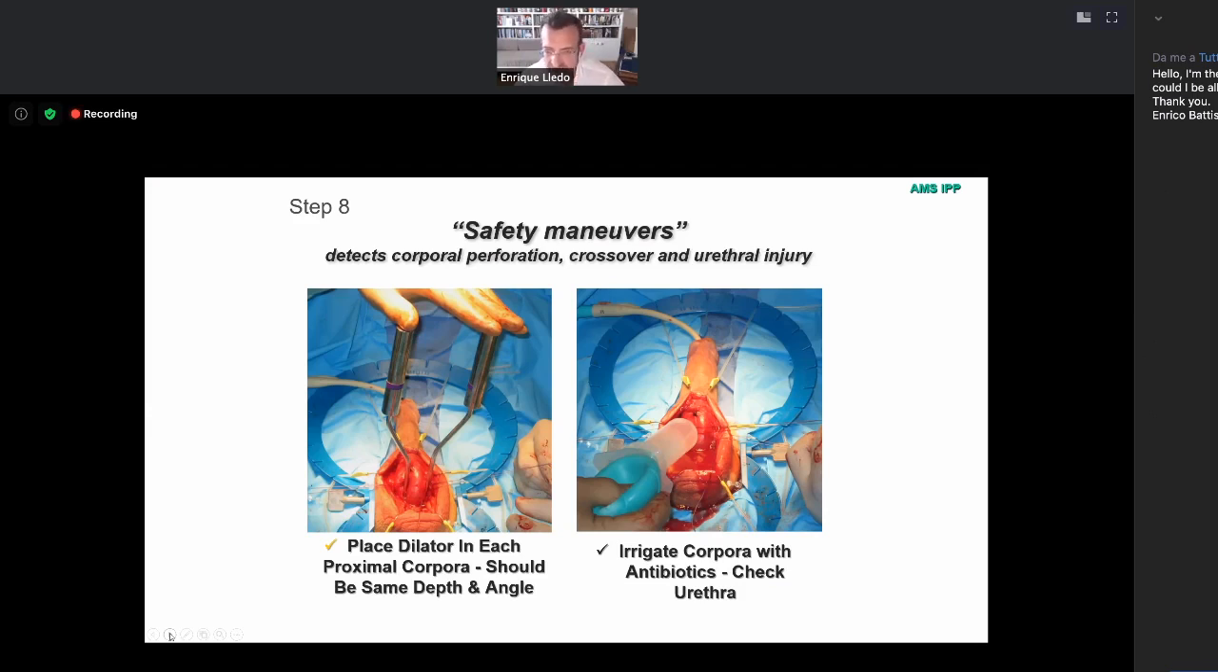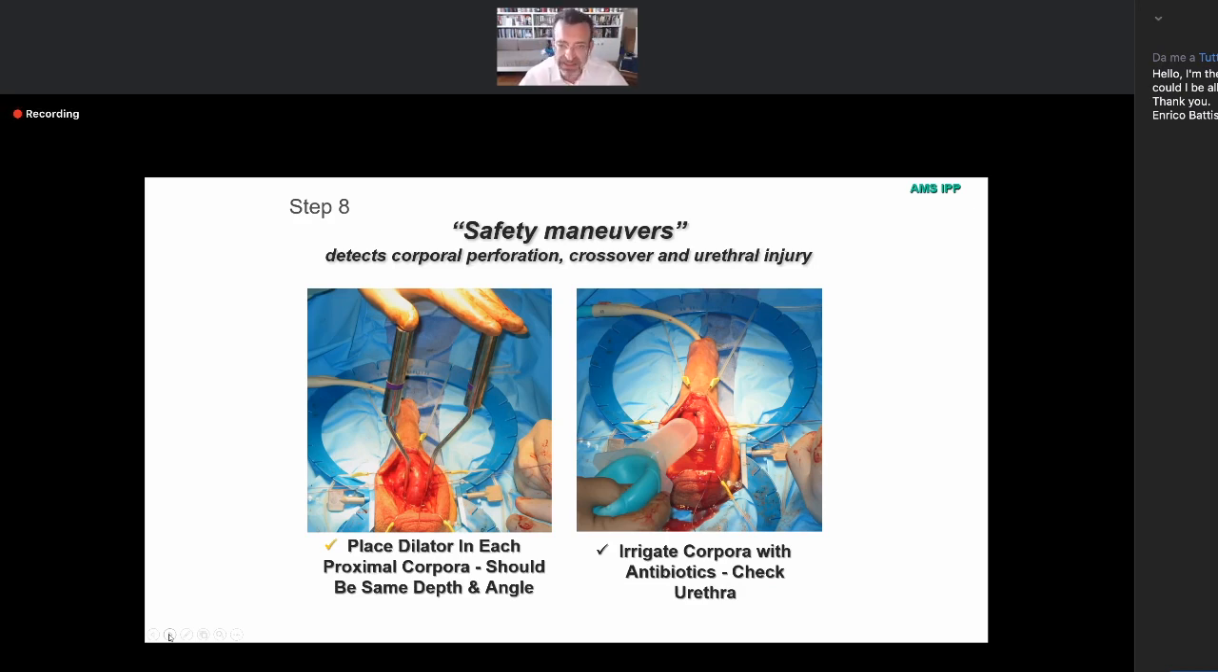And on the right side, you see that you can irrigate the corpora. This maneuver is not only to introduce antibiotic inside the corpora, but mainly to check if there is any flash of the solution from the urethra. It's completely different to have a perforation of the proximal part of the urethra, in the place where you perform the incision. In that place, you can try to fix with some sutures, in comparison to the distal perforation of the urethra. Second important message to take home: if you perforate the distal urethra, please cancel the procedure. Leave a catheter in and come back in 1 month. This is the most useful way of doing things.